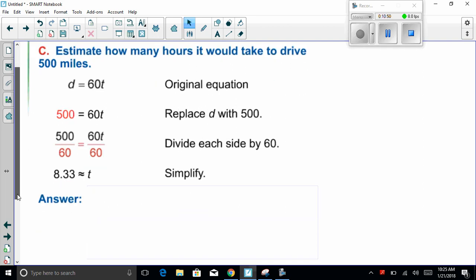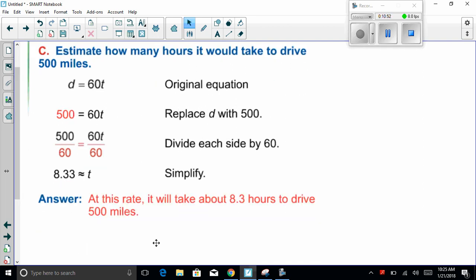And if I could just get the answer to show up here. There you go. At this rate, it would take about 8.3 hours to drive 500 miles.